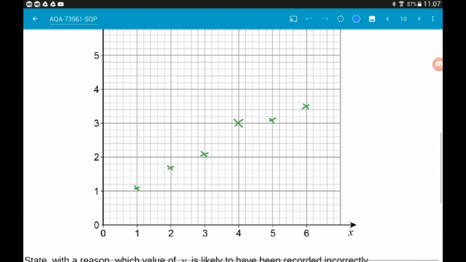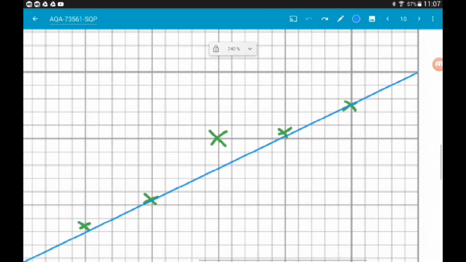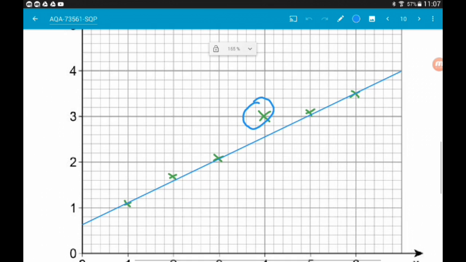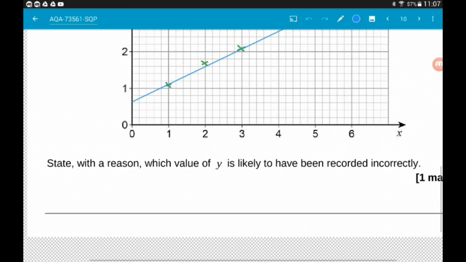So if we were to draw a line of best fit, we would get something that looks like that. Now there's one value that doesn't really fit very well with that straight line, and that would be this guy right here. The rest of them pretty much sit on the line or are incredibly close. This guy though is pretty far away. So our data point then would be 4, 3.